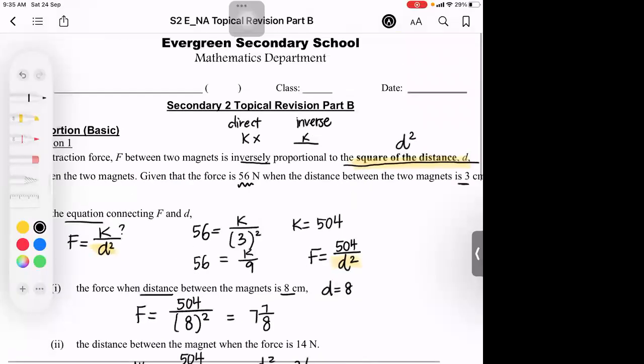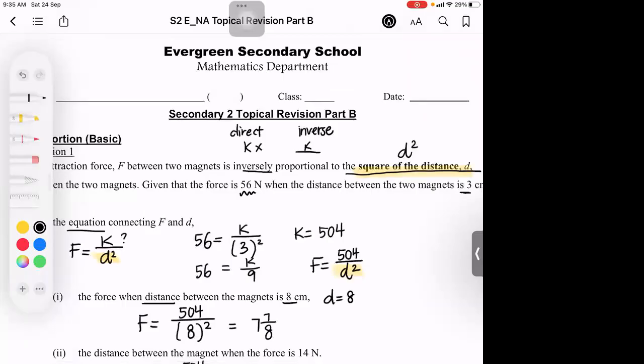Terence, we are doing topical revision part B. This one, the worksheet was given the other day already. See whether you have the worksheet or not. Okay.